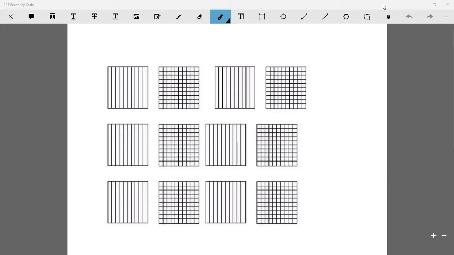Alright, today we are going to go over some more decimal grids and different problems that you might run into on tests. So let's start.